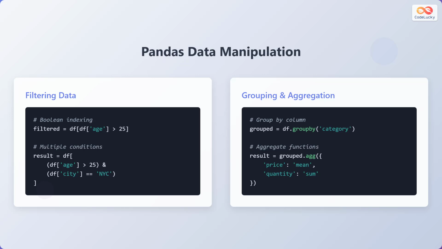The groupby operation is fundamental for data analysis, allowing you to split data into groups based on column values, then apply aggregation functions to each group. The agg method accepts a dictionary mapping column names to aggregation functions like mean, sum, count, or max. This pattern of split-apply-combine is essential for creating summary statistics, generating reports, and understanding patterns in your data. These operations form the backbone of most data analysis workflows.